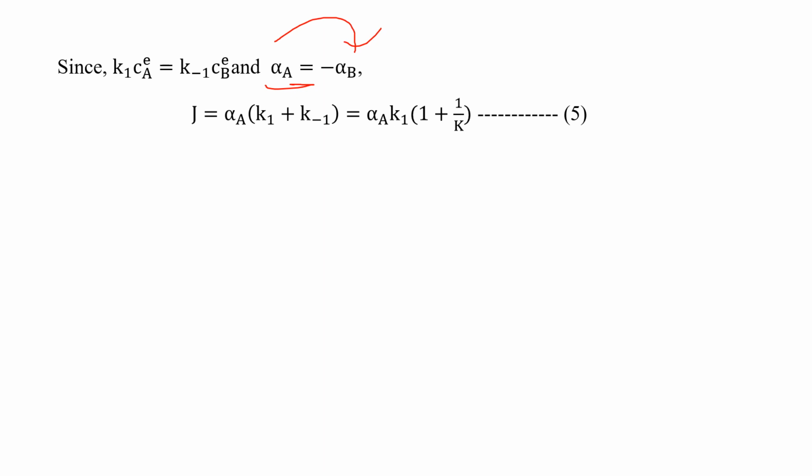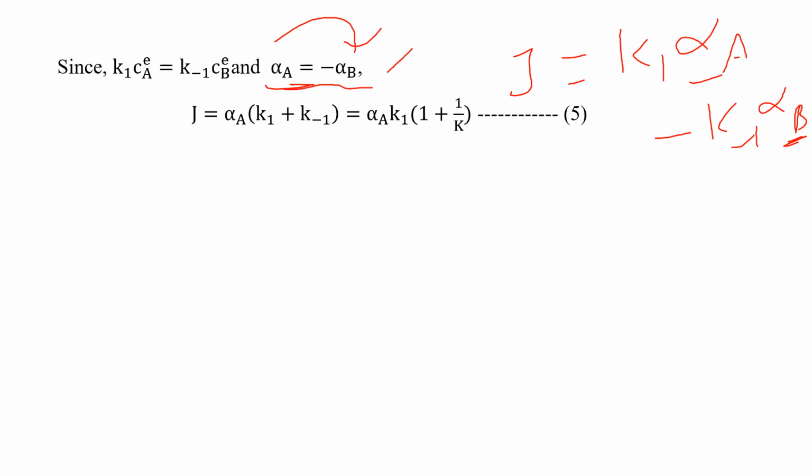So we may know that already in the previous equation, J is equal to K1 alpha A minus K minus 1 alpha B. This is the equation. So instead of alpha B, we are using the term minus alpha A, because alpha A is equal to minus alpha B, or we can assume it as alpha B is equal to minus alpha A.